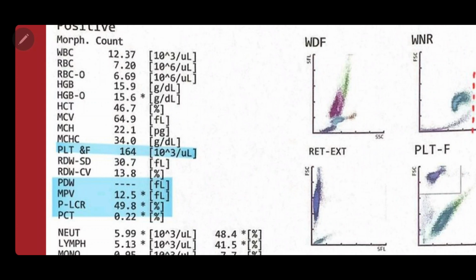For platelets, I use the platelet F value, which can be measured in three ways: I, O, and F. I stands for impedance, O for optical, and F for fluorescence. Fluorescence provides greater accuracy and helps derive the IPF or platelet F value. In this case, the dog has 164,000 platelets.